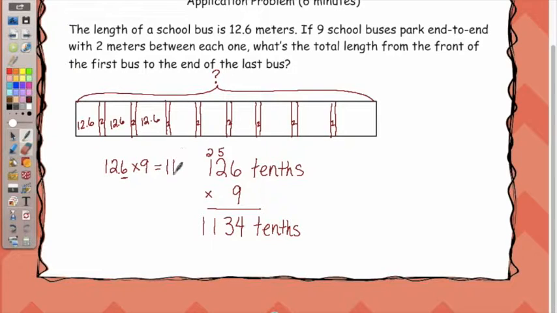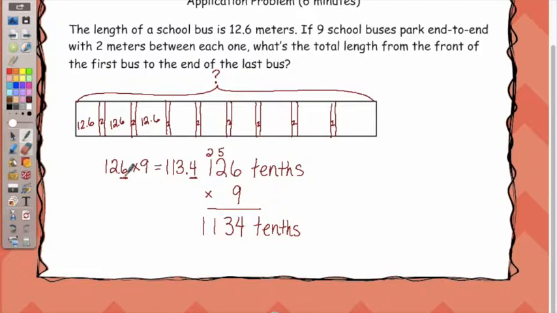Let's see if the 3 and 4 makes sense. I have a tenths place here and a tenths place here. Is that correct? Yes. Okay. So sometimes you have to go back and use logic. Does it make sense for your answer to be 11 when you started out with 12 meters per bus? Okay. And then always you can use that underlining strategy.